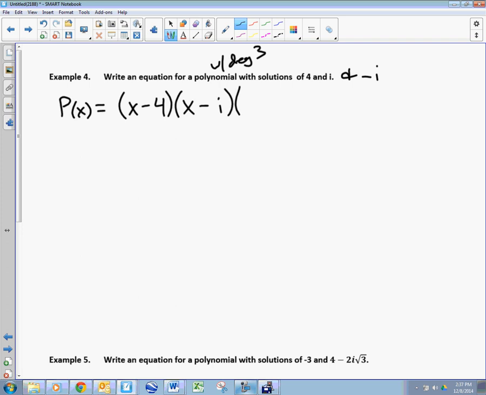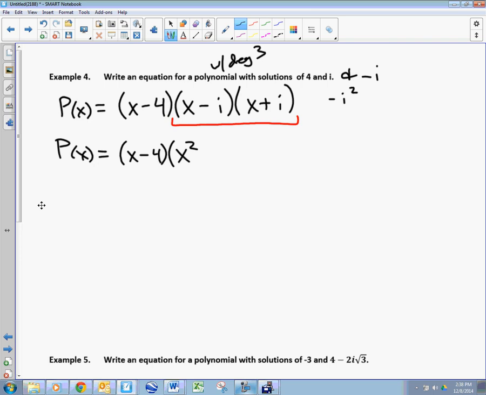X minus i times x plus i. So we're going to multiply this out to come up with a polynomial. First, I'm going to focus on those two binomials because the i should go away. P of x is equal to x minus 4 times x times x. X times i and x times negative i will go away. Negative i times i. What is negative i squared?